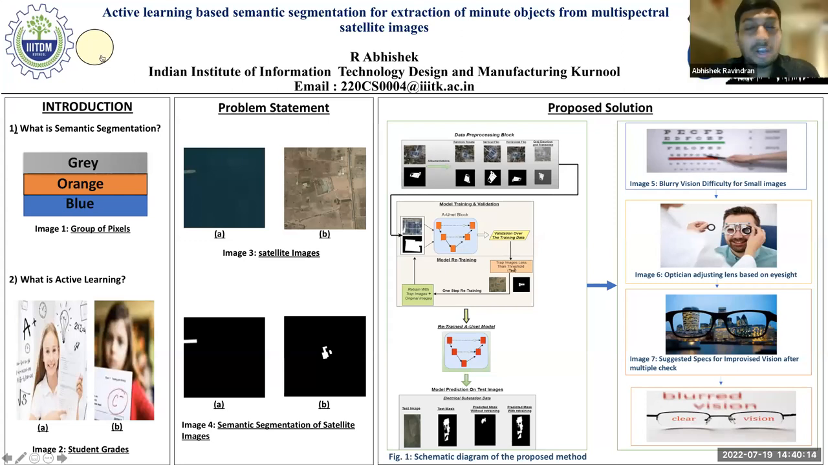Hello, everyone. Welcome to IGARSS 2022. With context to my 3MT topic, let's get started. We'll start off with the introduction. What is semantic segmentation? With respect to image one, there is a group of pixels. Classifying the pixels into gray, orange, and blue is an example of semantic segmentation.